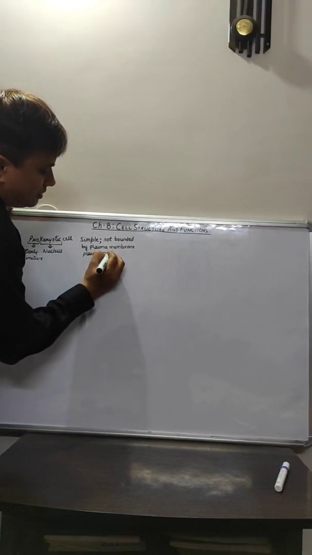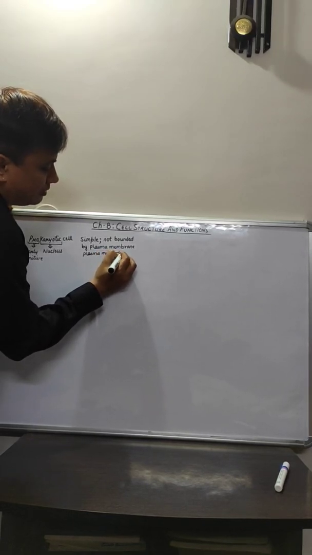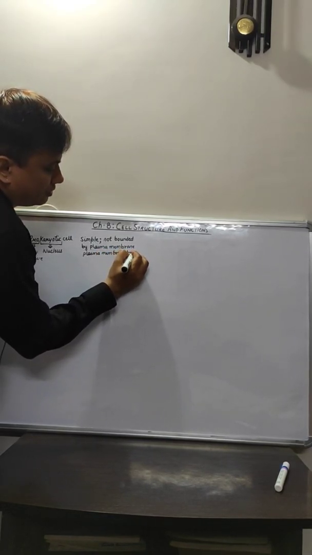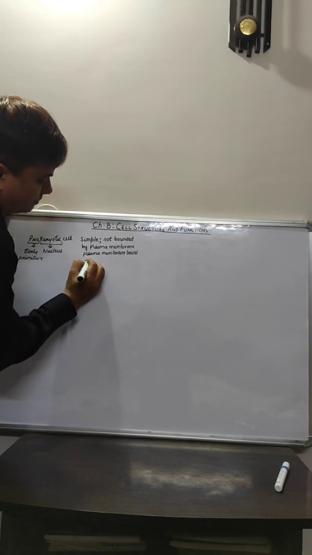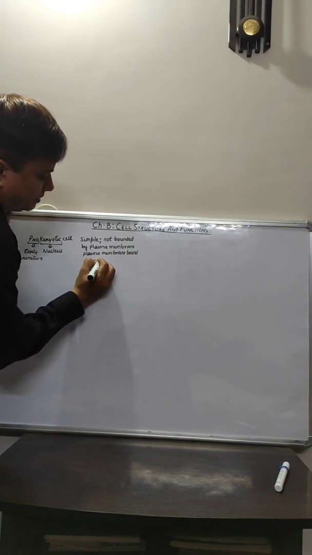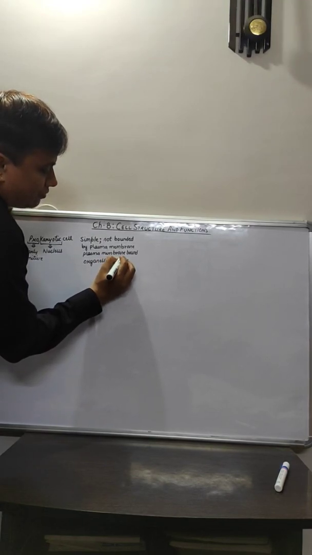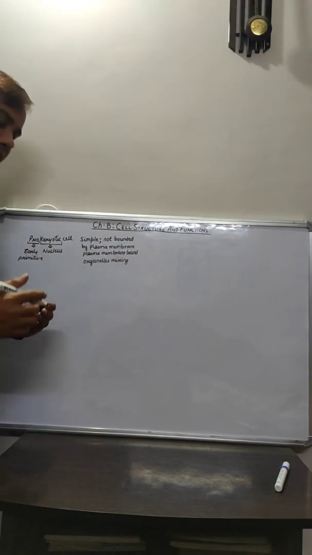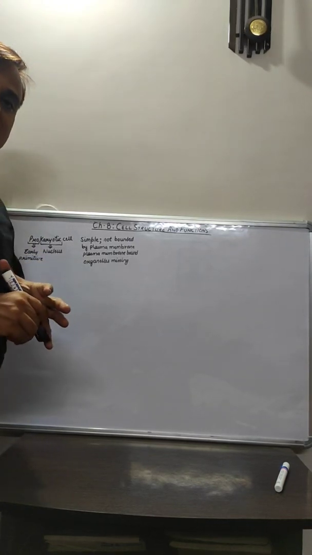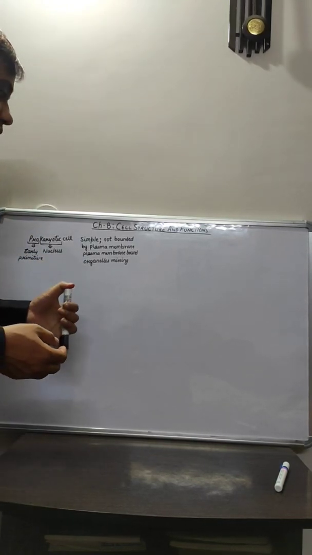Plasma membrane bound organelles missing. What are organelles? Mitochondria, Golgi bodies, ribosomes, lysosomes, vacuoles, all these are what?